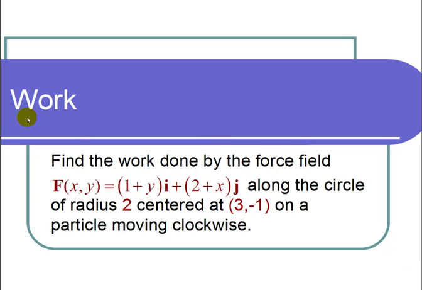This is a video on work. The question states, find the work done by the force field F of x, y is equal to 1 plus y times i plus 2 plus x times j along the circle of radius 2 centered at the point 3, negative 1 on a particle moving clockwise.